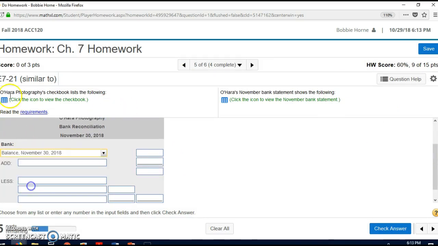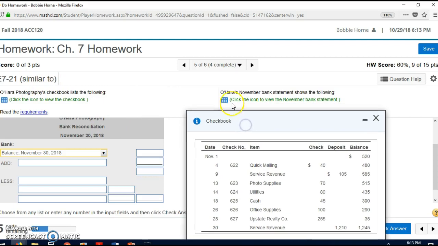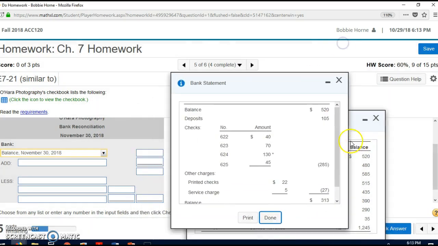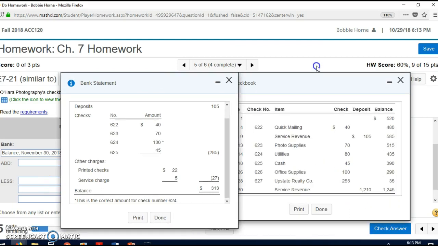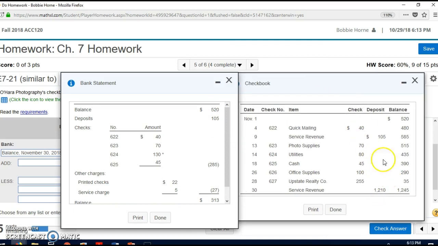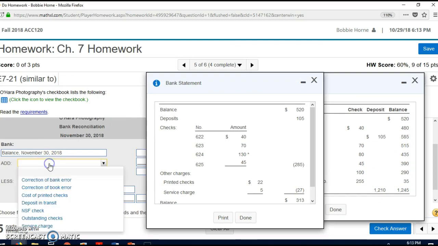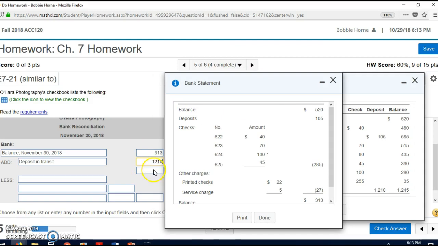First, we're going to start with the bank balance. And the bank balance, that's the checkbooks, so that's not what I need. The bank balance is $313, and then let's look at our deposits here. It says we had a deposit of $520 and $105, and if we look over here, it looks like, no, we had one deposit of $105. The $1210 is not on the bank statement, so that would be a deposit in transit for $1210.